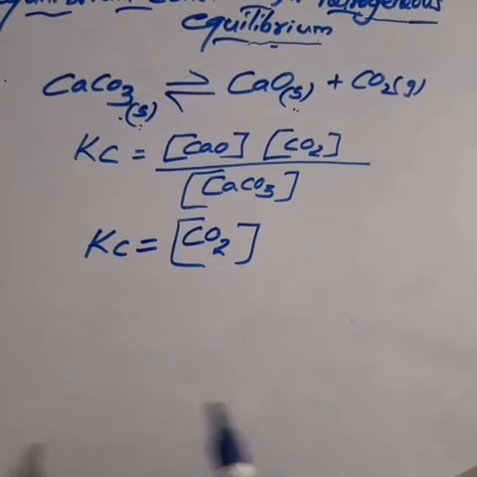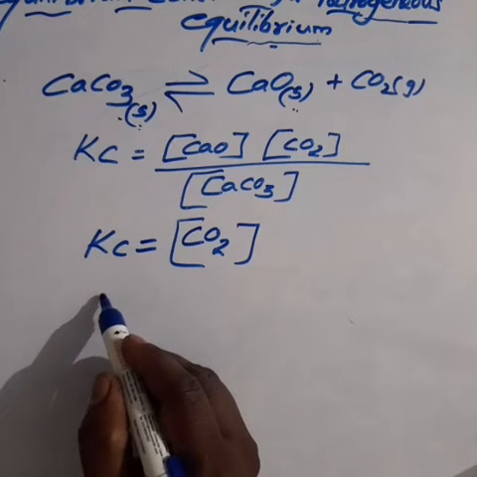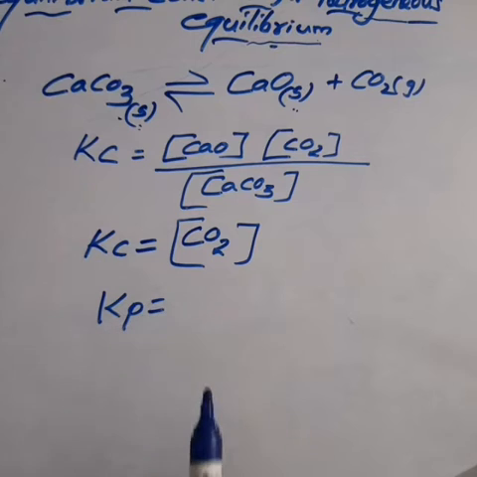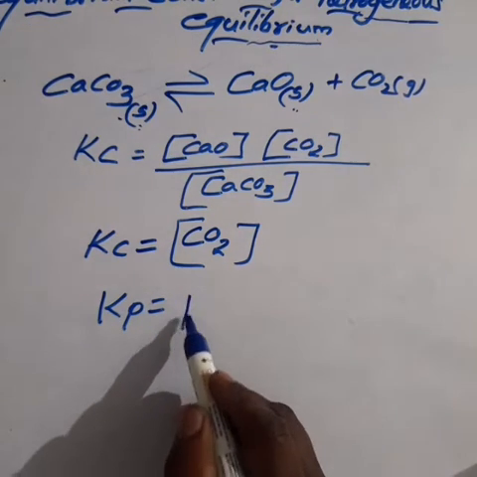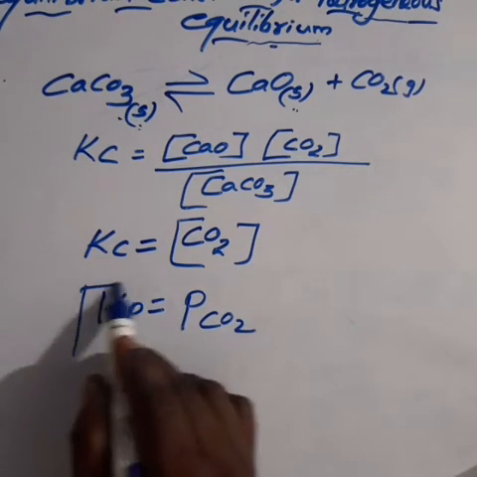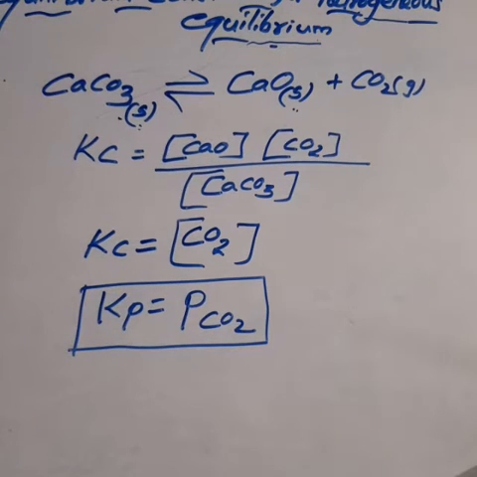So the concentration of a pure solid is a constant. Don't forget that. Now, how will you write the Kp? Kp is also the same. We already practiced how to write the partial pressure of the reaction. So here Kp is equal to the partial pressure of CO2. Don't forget, Kp is equal to the partial pressure of CO2.